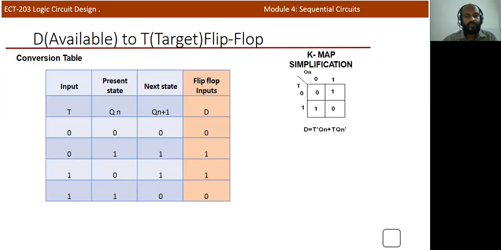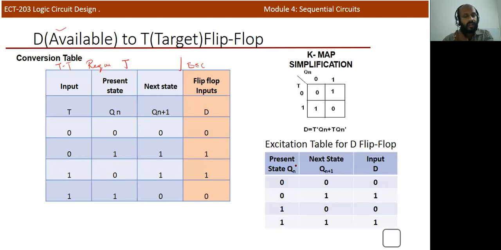Now we'll discuss D flip flop to T. Here the required one is T flip flop, and we'll write the truth table of T first, then the excitation table of D, because the available one is D. So this is the excitation table of D flip flop. For 0 to 0 transition, D input should be 0. For 1 to 1 transition, D input should be 1. For 0 to 1 transition, D input is 1. And for 1 to 0 transition, it's 0. So now we got the last column.